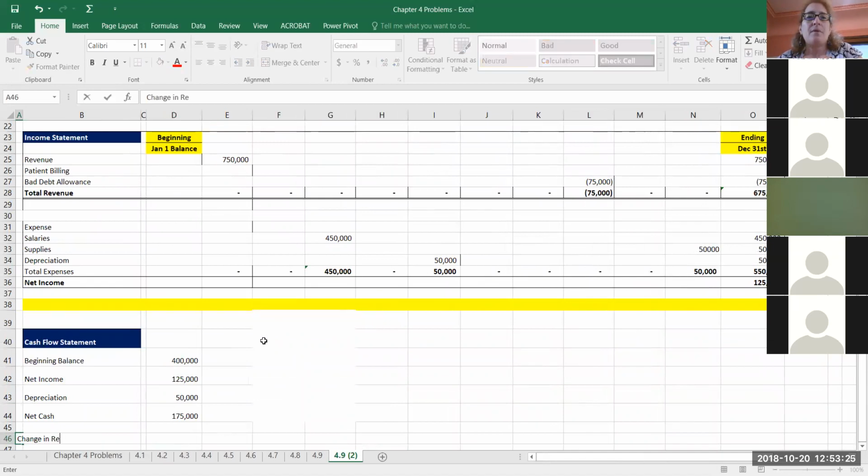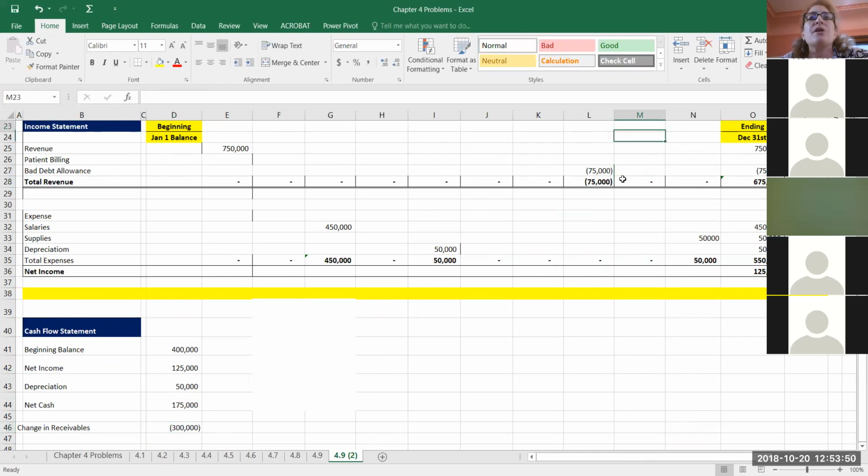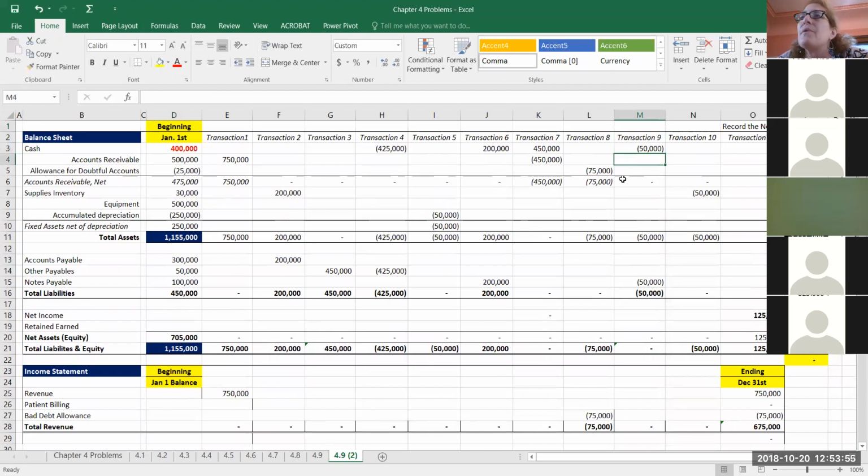Okay. Because we didn't actually receive that in cash. So we're going to say that is going to be a $300,000 change, right? So when you think about it, that's going to be a reduction to cash, okay? Because we didn't actually convert that to cash. So we're going to take that away. Then we're going to look at the next item, okay? Let's go this way. We had supplies inventory.